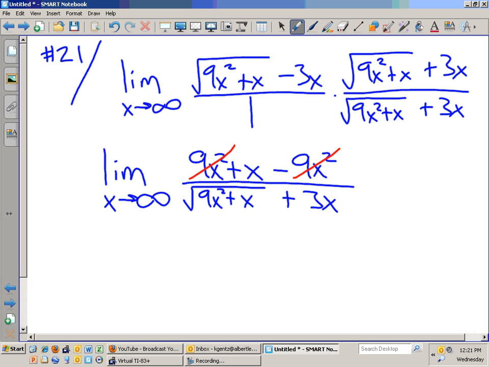What is my largest term? x. So what I'm going to do is multiply the top and the bottom by 1 over x.